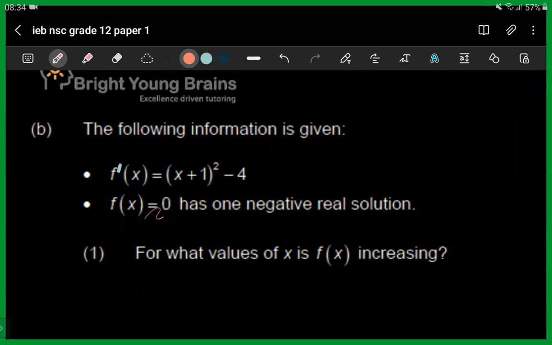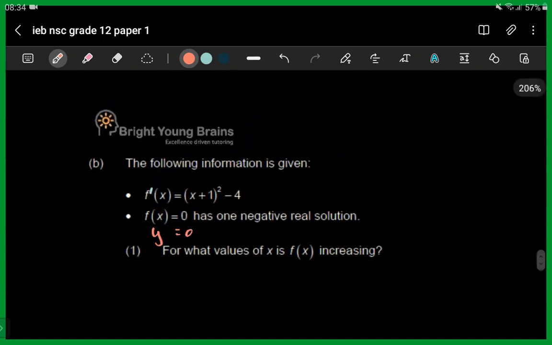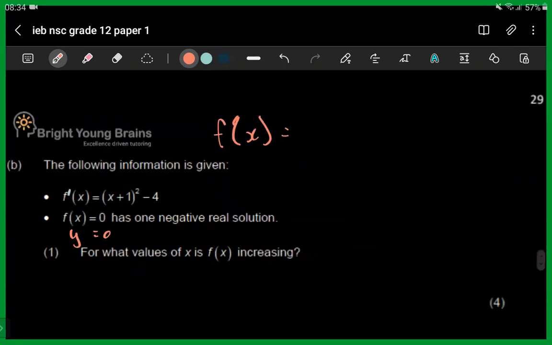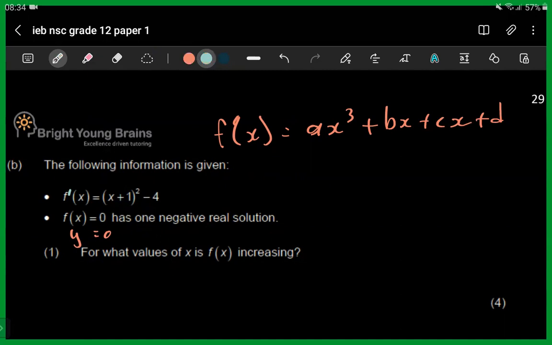Now it says here, in the original equation, right? The y value is 0. This equation here, if your y is equal to 0, this has a negative real solution. So this is going to sketch a parabola, which is the first derivative. It means the original equation is actually a cubic function, you see. ax cubed plus bx squared plus cx plus d. This is a parabola. It's a smiling parabola, you see.